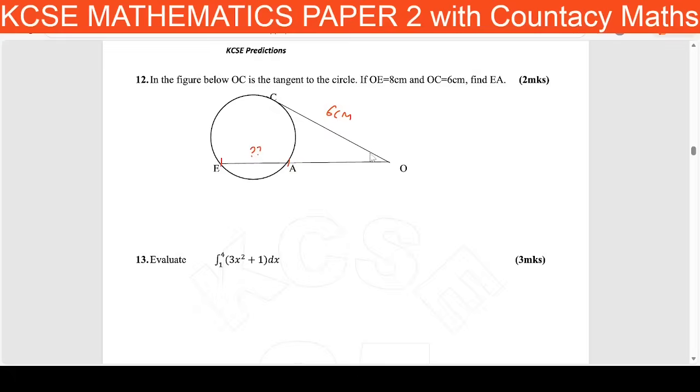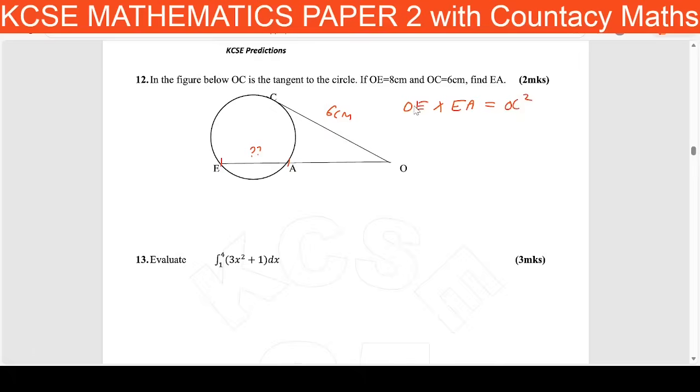EA. So one thing that you're really supposed to know is that this is a formula, therefore you can apply it anywhere and everywhere for a question that looks like this. The distance from here to here, OE, multiplied by the distance from here to here, which is EA, will always be equivalent to the distance from here to here, which is OC, but squared, like that.